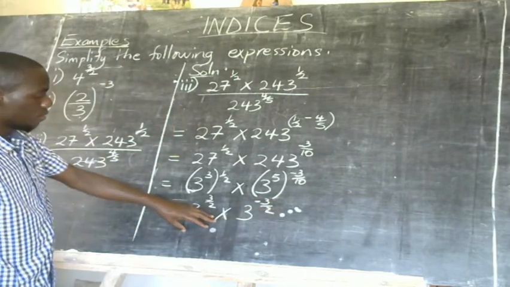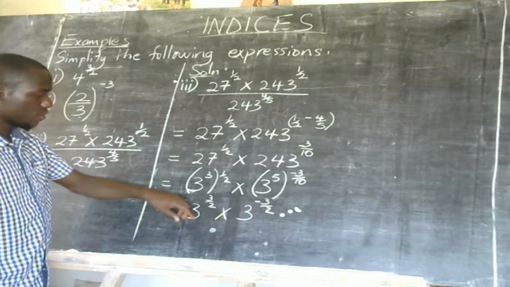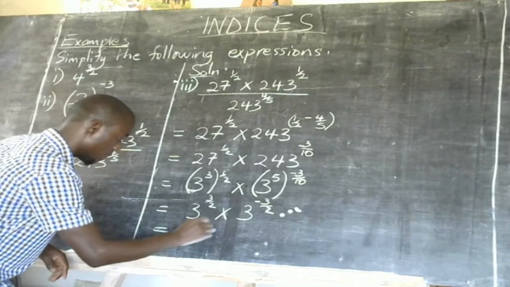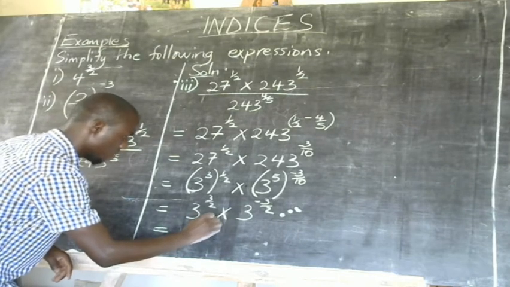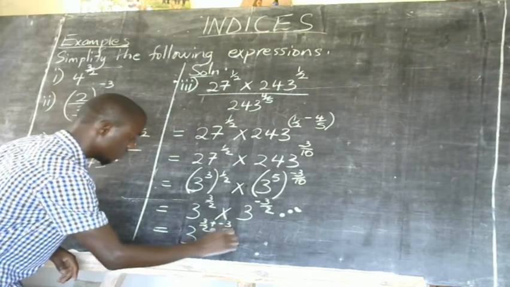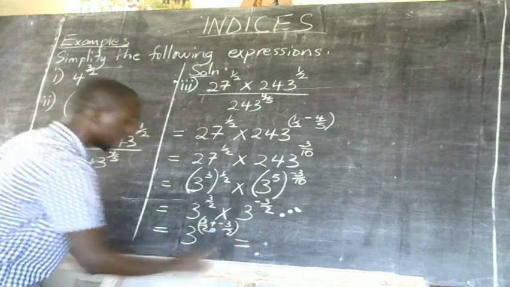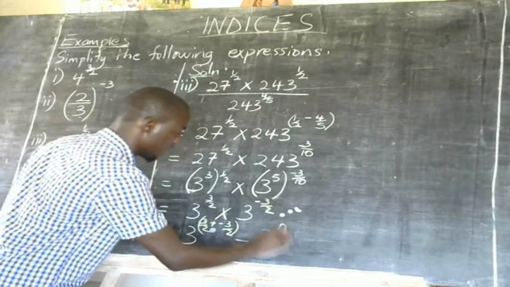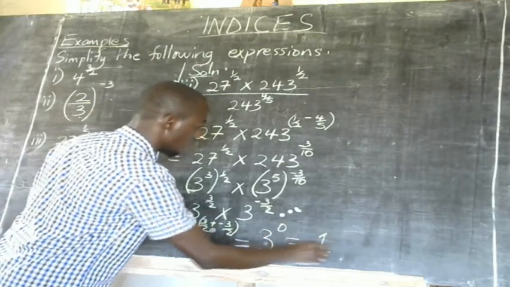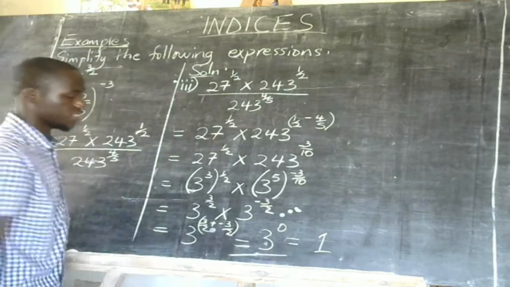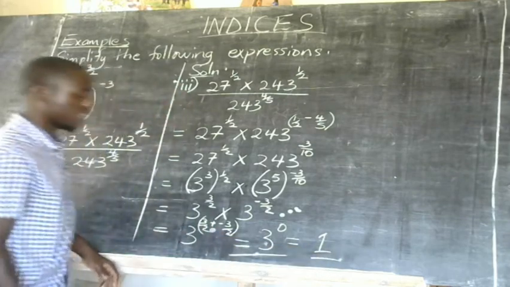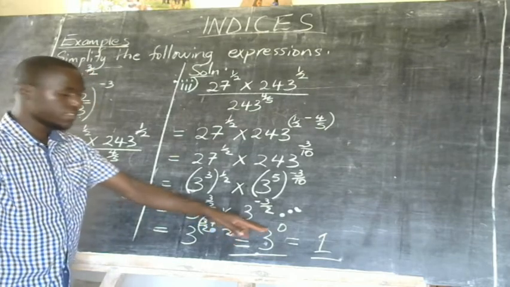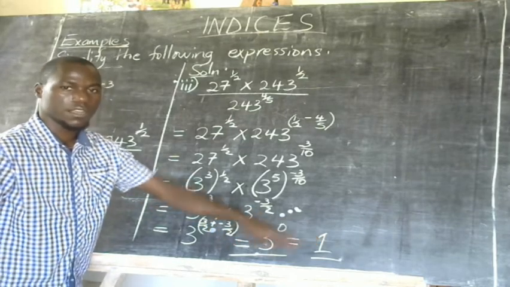Now, multiplying numbers of the same base, you keep the base and add the powers. So this is 3 power 3 all over 2, then plus the negative 3 all over 2. And when you add them, you'll be having 3 power 0, which is 1. You can leave the answer there or give it as that, because here they told us to simplify, then there you are evaluating.